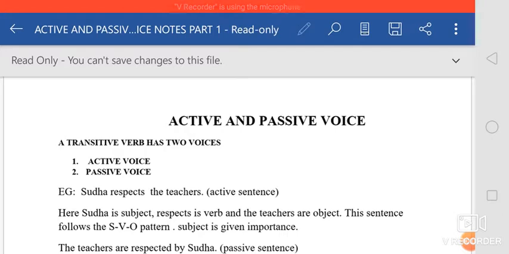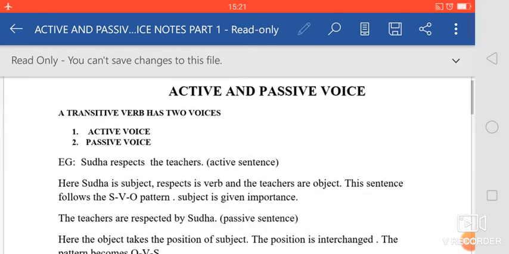Today we are going to deal with a grammar topic. It is an important grammar topic, that is active and passive voice. Okay, so before getting into active and passive voice, let's know what is a transitive verb and intransitive verb. Okay, so moving on to the transitive verb.